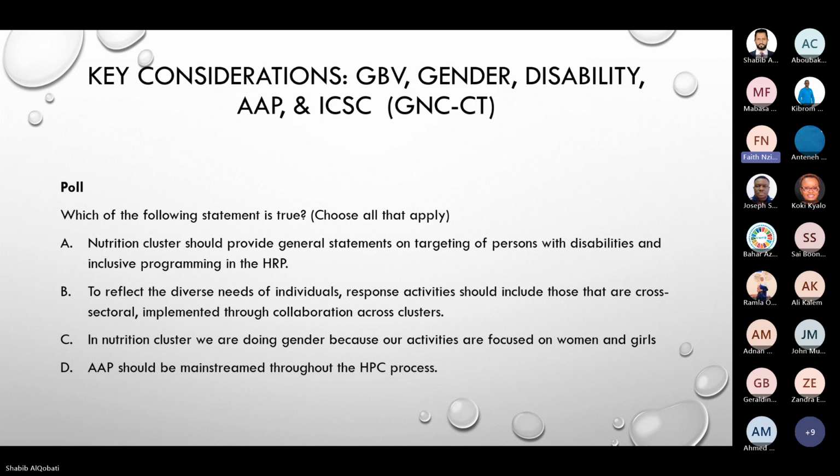And this is in regard to cross-cutting issues. Kindly choose the statements which are true.